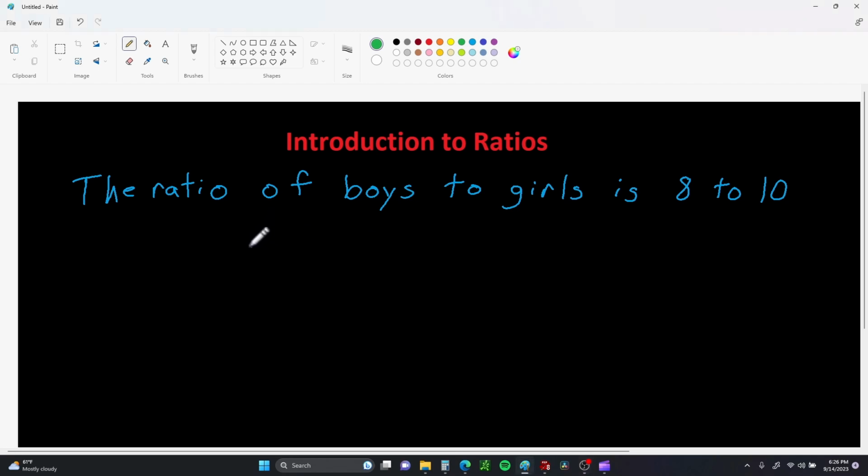The first one is to write it as a fraction. So I have 8 over 10. The second way is to use a colon, 8:10. And the third way is the way it is here, to write it as 8 to 10.